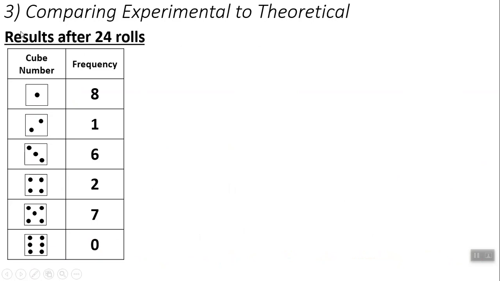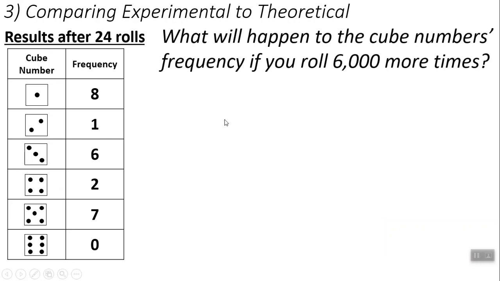All right, so we've got this table. We've got some number cubes over here, and this is how many times you rolled them after 24 rolls. This lists their frequency. So I rolled a 1 8 times, I rolled a 2 once, and so on. What will happen to the cube's number's frequency if you roll 6,000 more times?